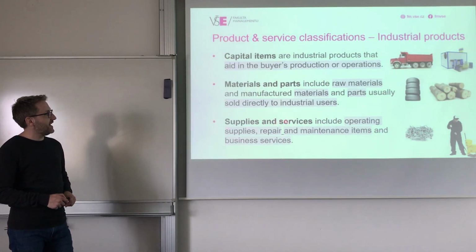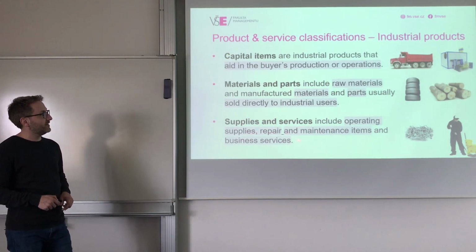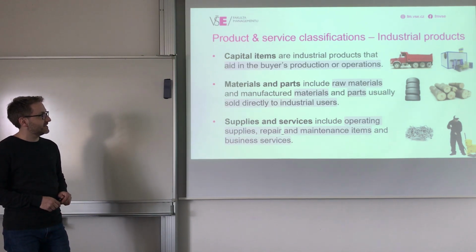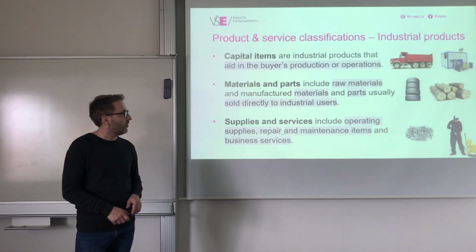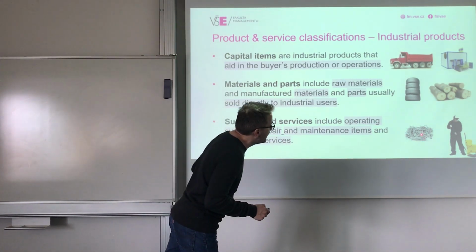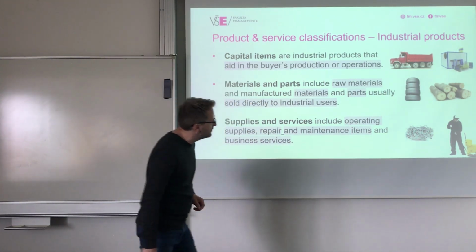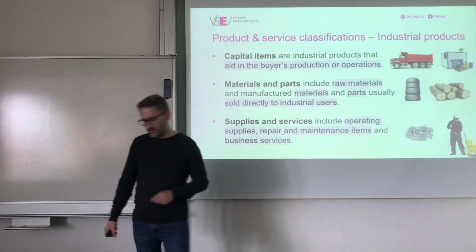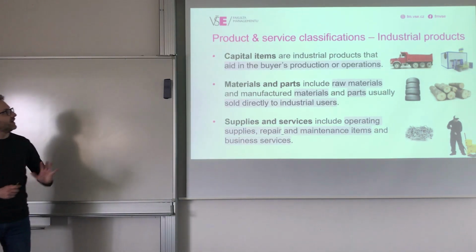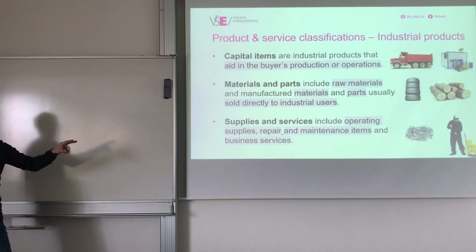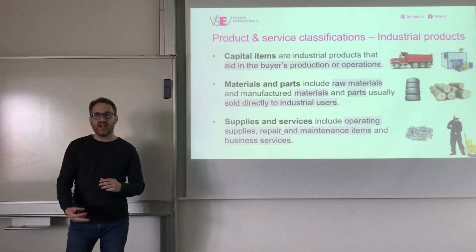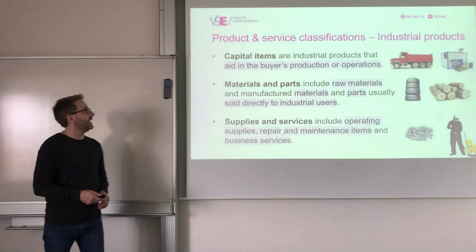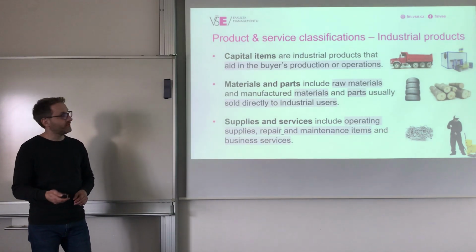Also, supplies and services. This is the third group. It includes operating supplies, repair, and also maintenance items and business services. Like you can see some guy who is cleaning the floor. Also, I don't know if those are nails or bolts. I think both of them. No, those are the nails. I think so. These are the main three categories which can be used for realizing what type of product we have in the industrial sphere.